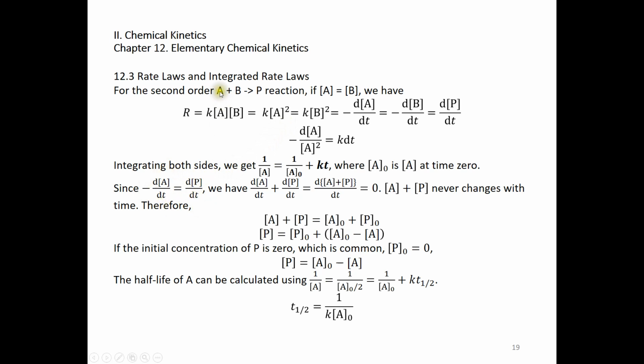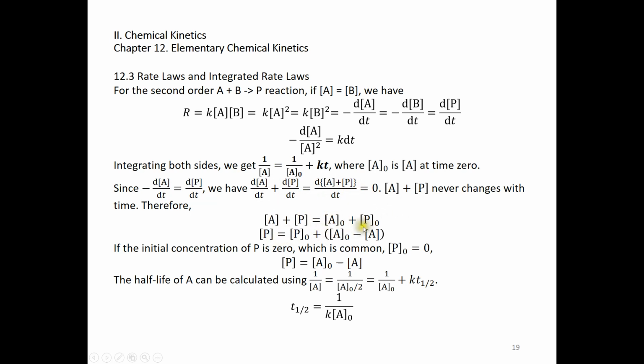If 1 A is consumed, then 1 P is produced. So we have this equation. Oh, by the way, if 1 A is consumed, at the same time 1 B is also consumed, and 1 P is produced. So we got this equation, and you can see A plus B never changes. Therefore, A plus P is A naught plus P naught.